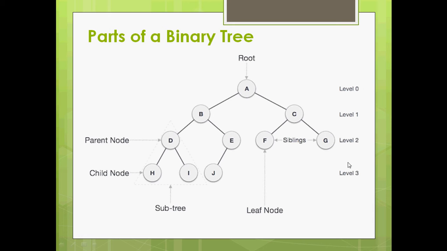And this hierarchy of levels you can understand. Suppose A is a grandparent, B and C are parents, D, E, F, G are children, and then H, I, J are the grandchildren. So that is to indicate this hierarchy, we use the levels.